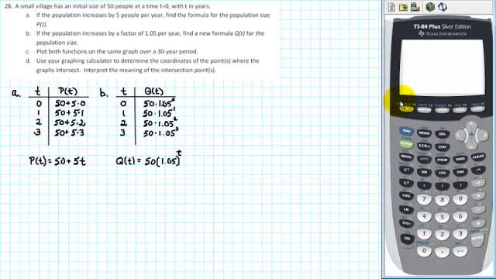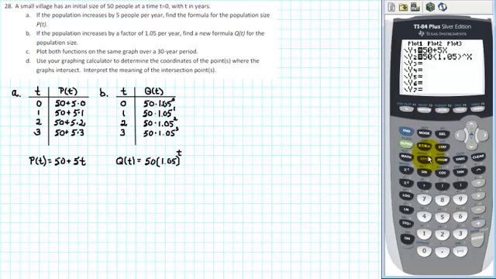Once your calculator is on, go to y equals. For y1, we'll enter p of x. We'll replace the t with x, and we'll enter 50 plus 5x. For y2, we'll enter q of x. We'll enter 50 multiplied by 1.05 raised to the x.